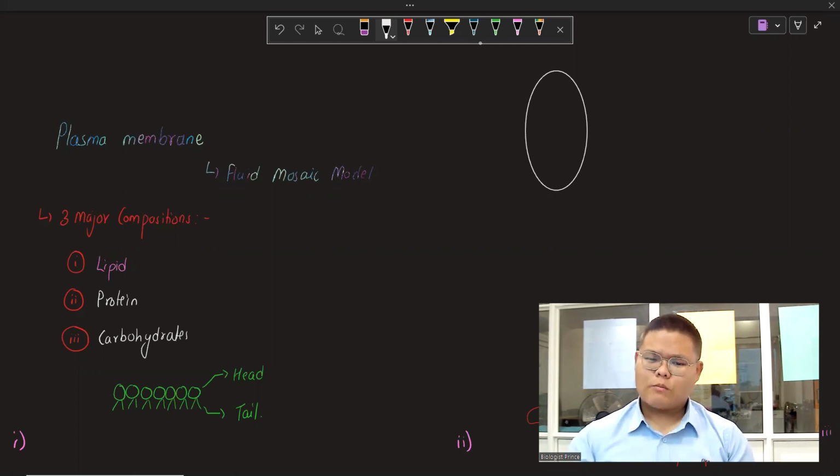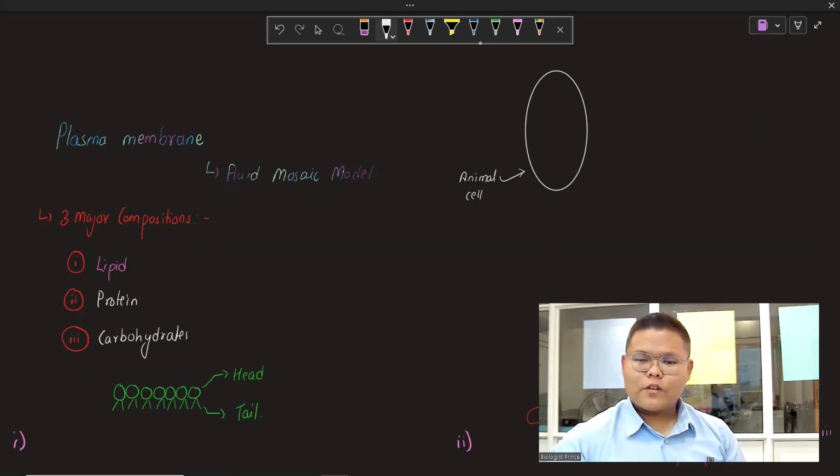So talking about the plasma membrane first, we need to know the concept of the animal cell, right? When we talk about the animal cell that you are looking at over your screen, this is the animal cell that I have drawn here. It is actually covered by a layer outside, and this layer is basically called the plasma membrane.